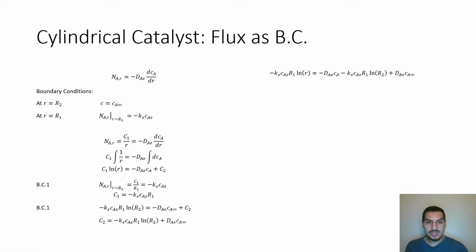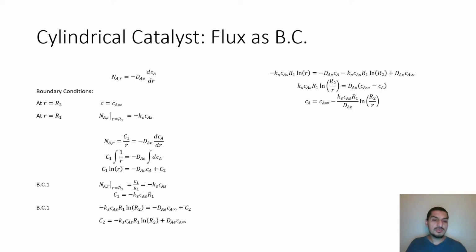With some simplifications, taking common factors and all these things, you can get CA in terms of the rest of the parameters. And again, this is the concentration profile, and this is one difference here: I was able to get the concentration profile directly. In the previous solution we got the flux. Of course we can use the flux to get the concentration profile, but here you can get it directly.